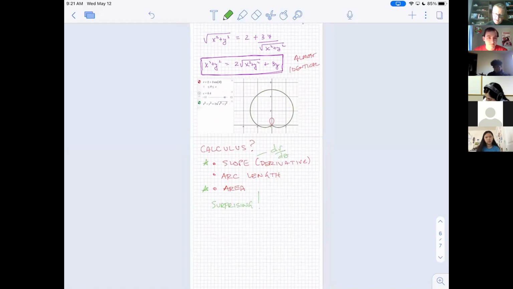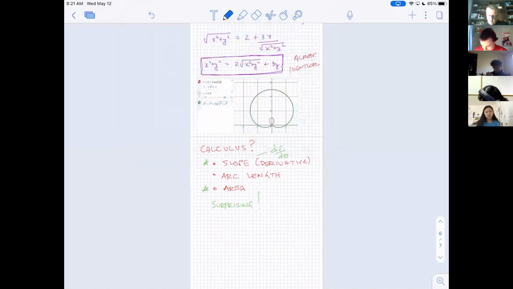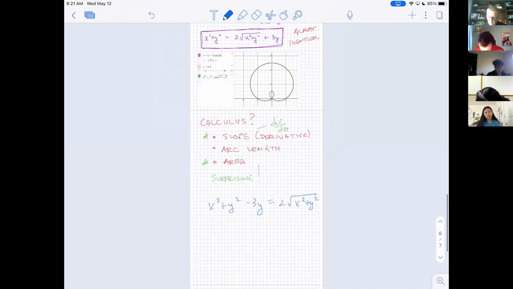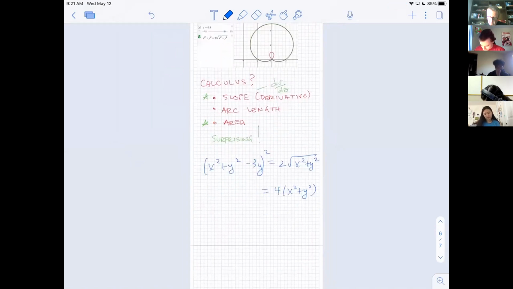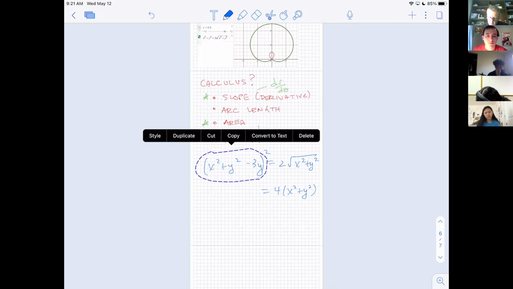So let's see if I took x squared plus y squared and subtracted 3y over to the other side, so that algebraically, when I squared both sides, it'd be easier. But unfortunately, squaring the right side is super simple because there's only one term over there. Squaring the left side, not simple at all, because I have to multiply everything times everything. I'm very worried I'm going to get this wrong. So I'm even going to write it out. Make a copy of it.